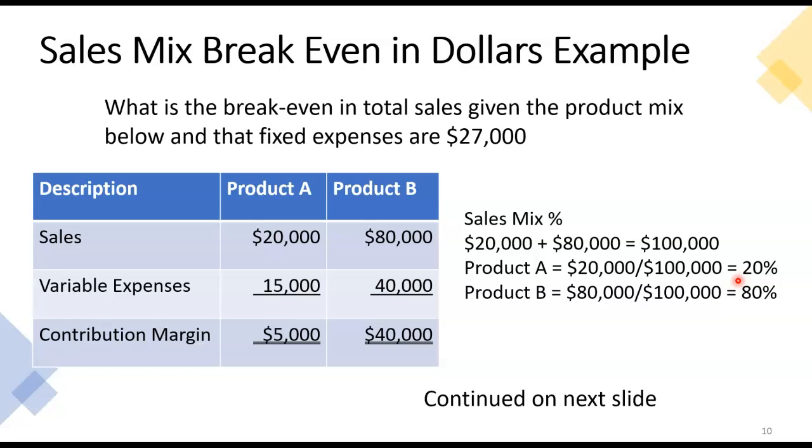And then if you just divide our sales in product A by our total, that'll let us know that 20% of our sales are coming from product A, and if we take our product B sales divided by total sales, that tells us that we've got 80% of our sales coming from product B. So this is our sales mix that we can calculate ourselves.